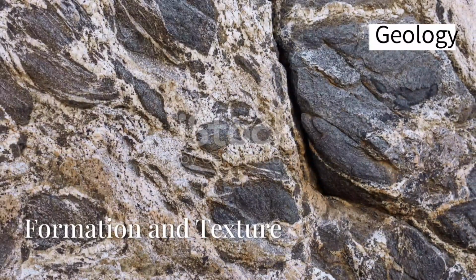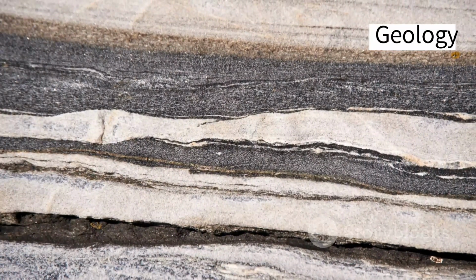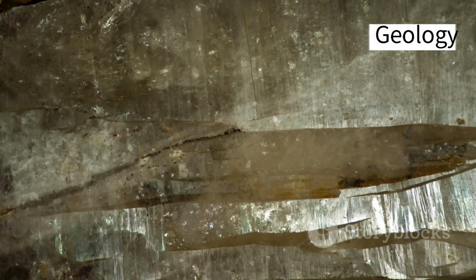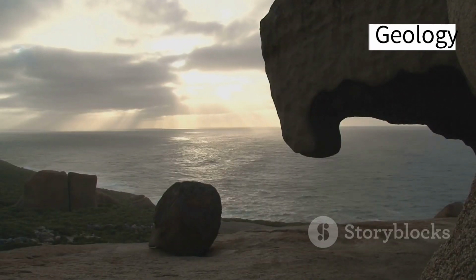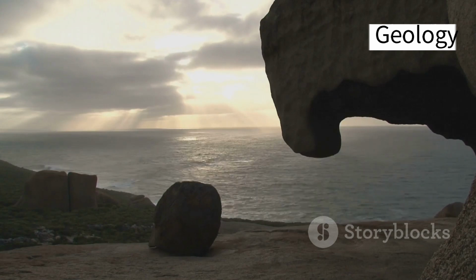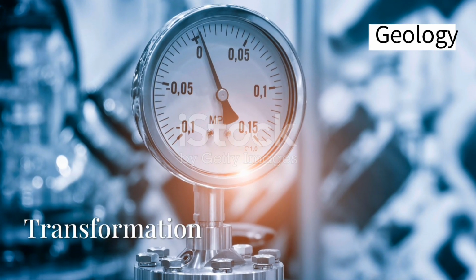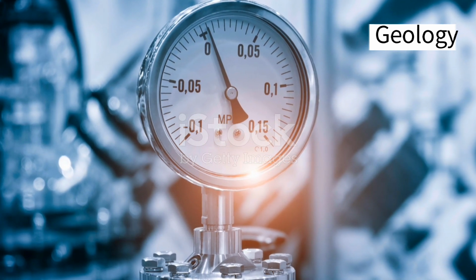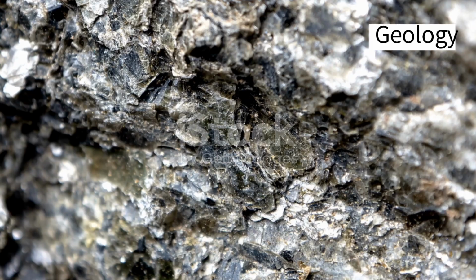Schist is formed through a process called metamorphism. It starts as sedimentary rocks like shale or mudstone buried deep within the Earth's crust. Over millions of years, high heat and pressure transform these rocks into the beautiful layered schist we see today. As the pressure increases, minerals in the rock reorganize, forming distinct shiny layers. This gives schist its unique texture.